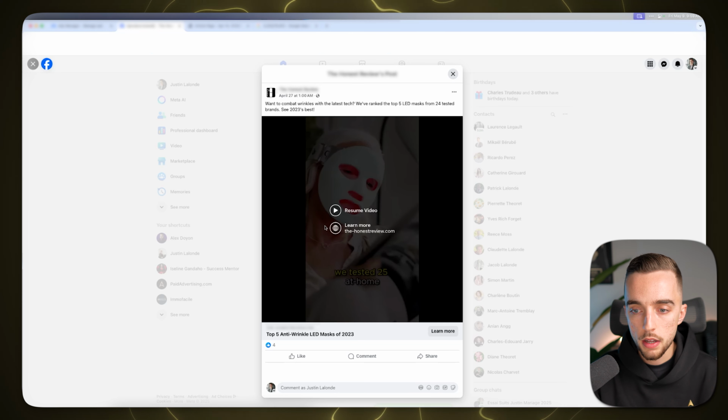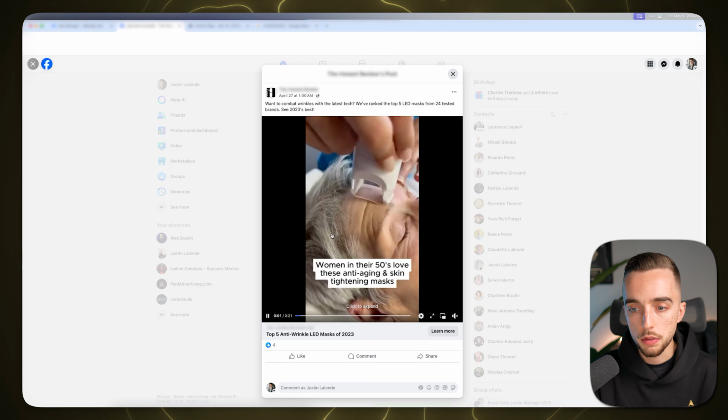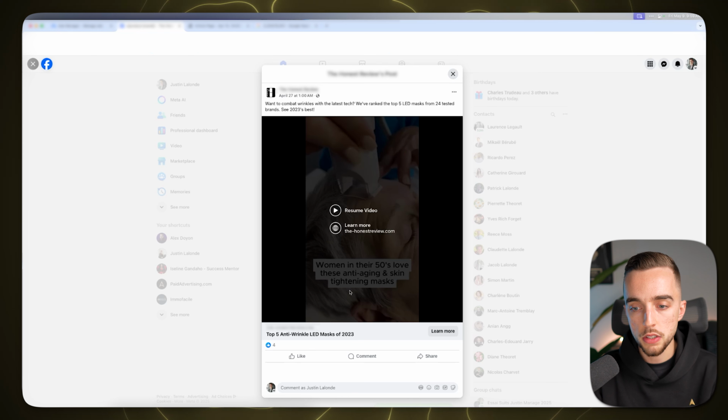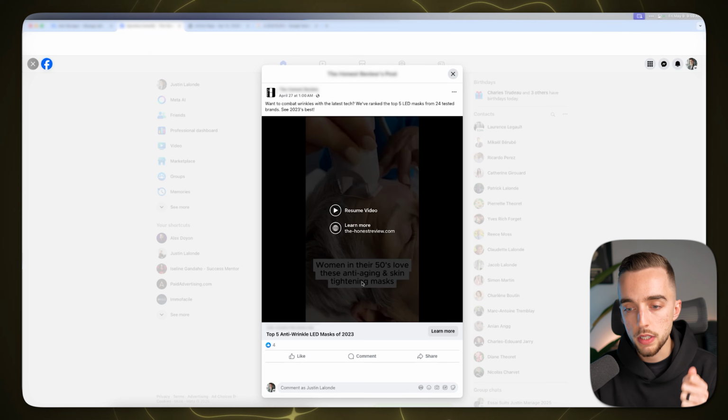This is an interesting demo of the product right at the start. So product demonstration is the hook clip. And in here, women in their 50s, so calling out the audience, love this product because of these 2 benefits.